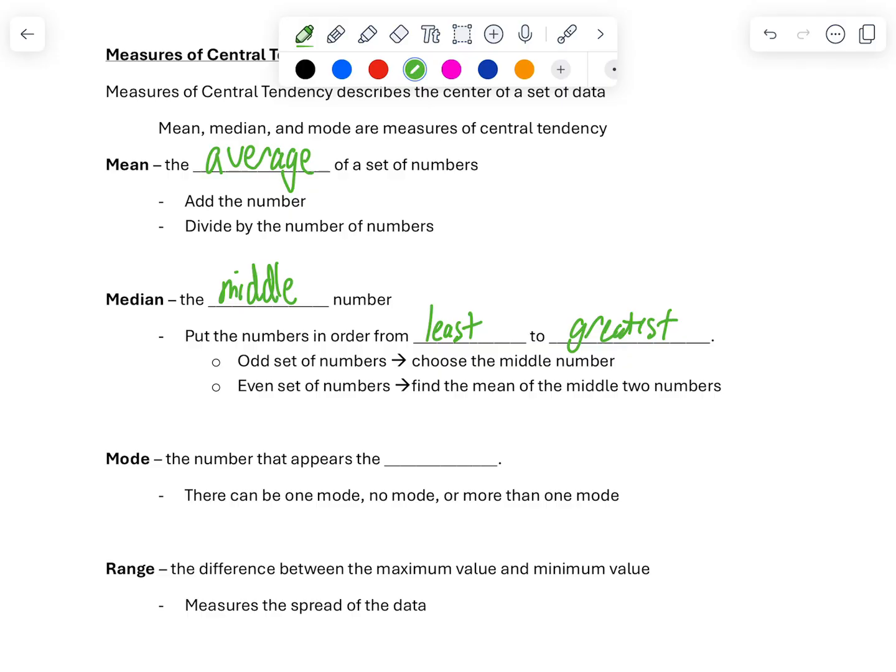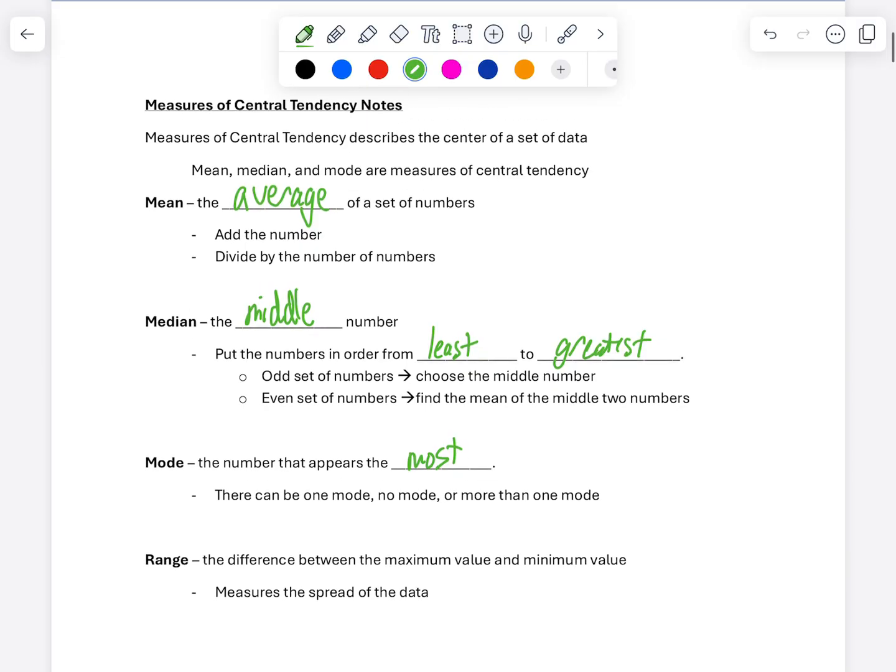The last measure of central tendency is called the mode, and this is the number that appears the most. The way I like to think about that is mode has an O in it, and most has an O in it. You can have one mode, you can have more than one mode, or you don't have to have a mode at all. If every number appears just once, there would not be a mode.